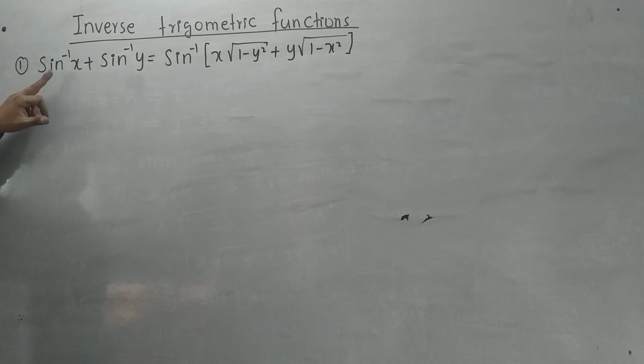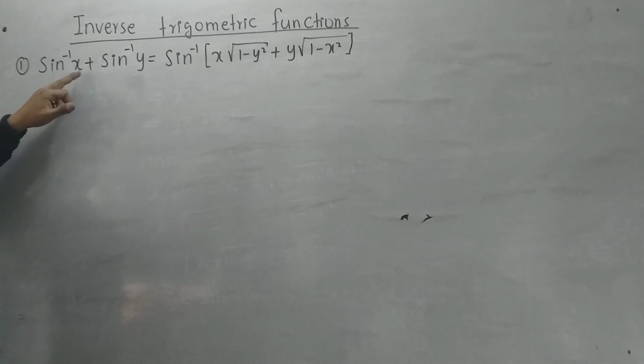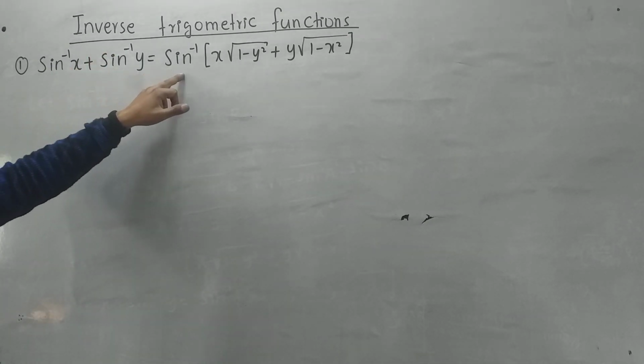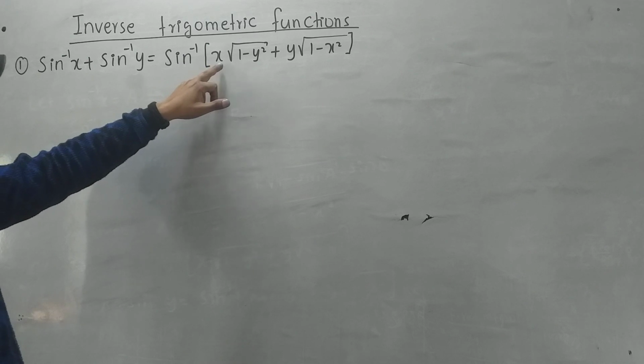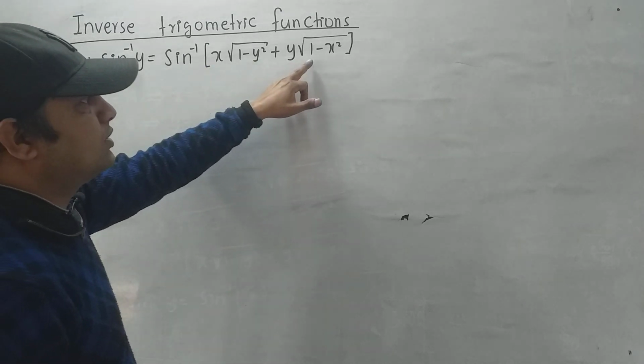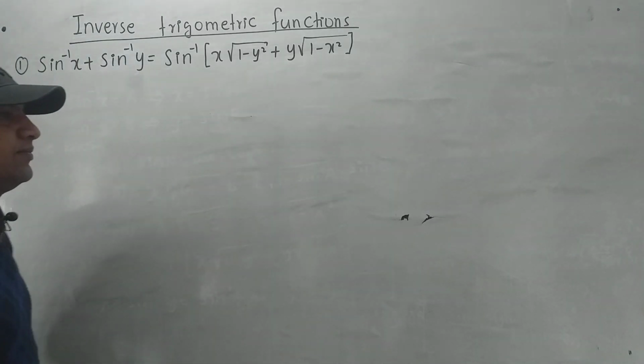So we are dealing with inverse trigonometric functions today. But before proceeding to the exercise, we need to understand some basic formulas. The first formula is: sine inverse x plus sine inverse y equals sine inverse of x times under root of 1 minus y square plus y times under root of 1 minus x square.